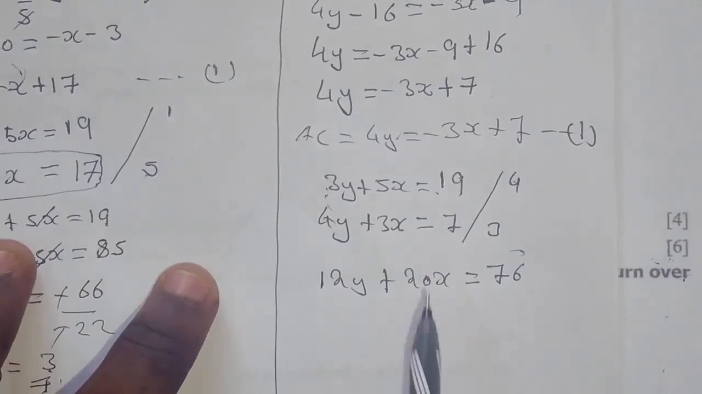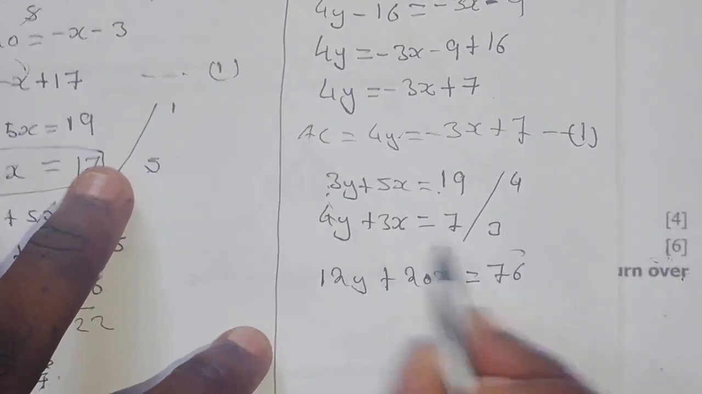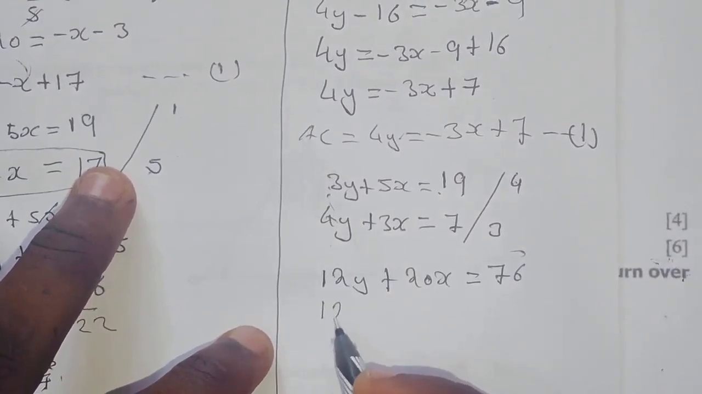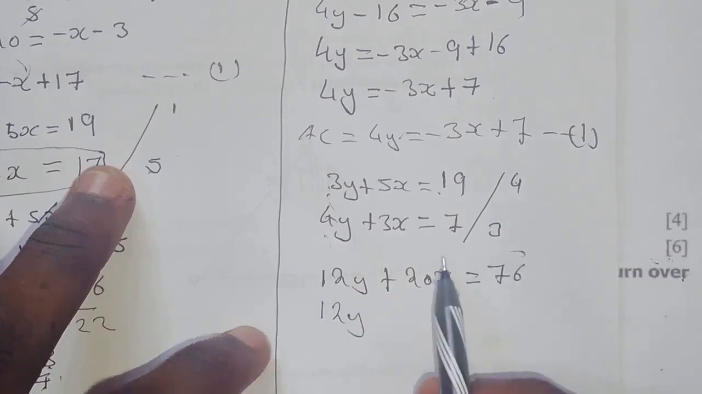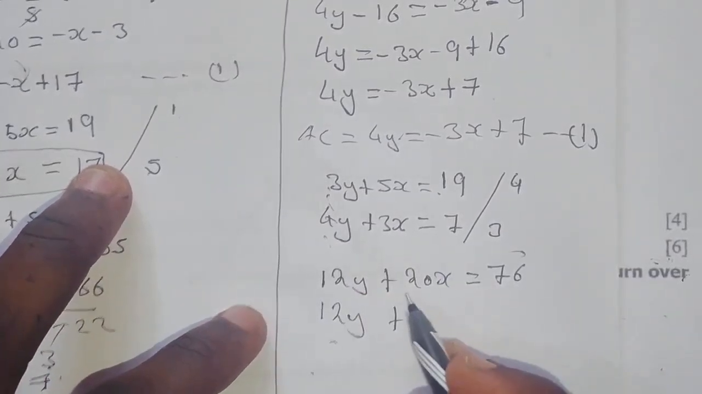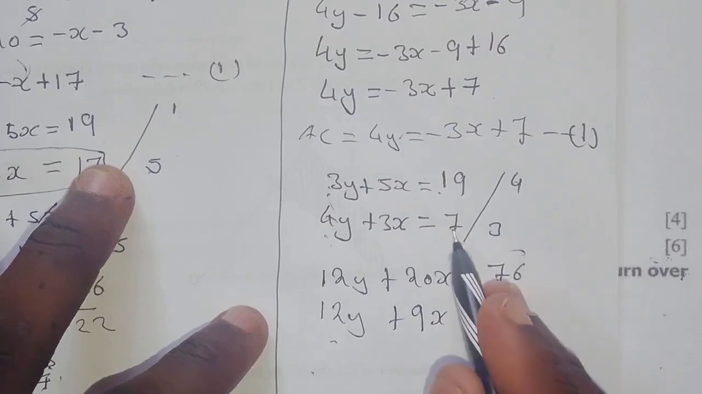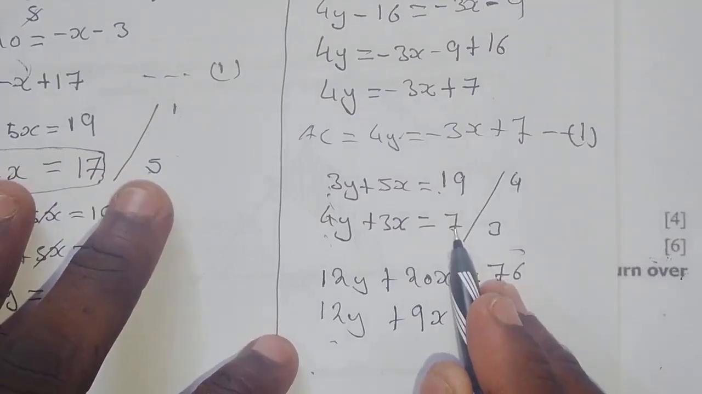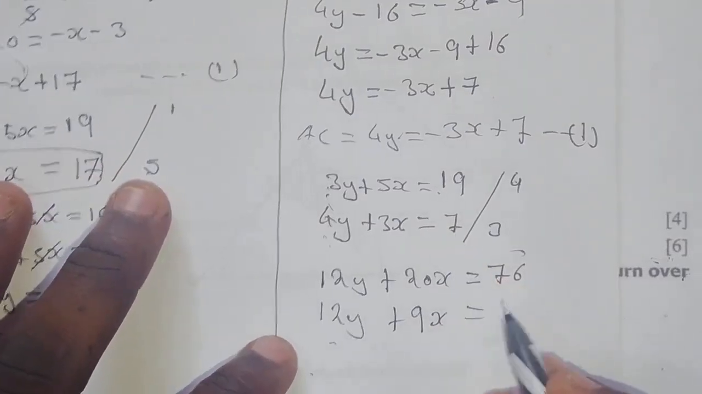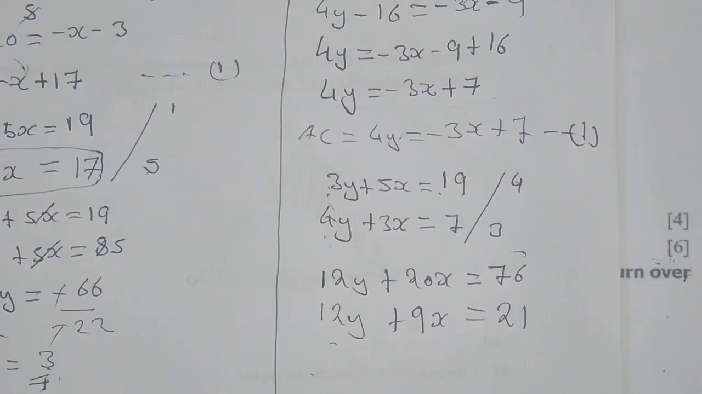Then we come to the equation, which is down here. So 3 multiplied by 4y gives us 12y, which is this one, plus 3 multiplied by 3x gives us 9x, is equal to 3 multiplied by 7, which will give us 21. Then here we introduce the negative sign so that we eliminate y.